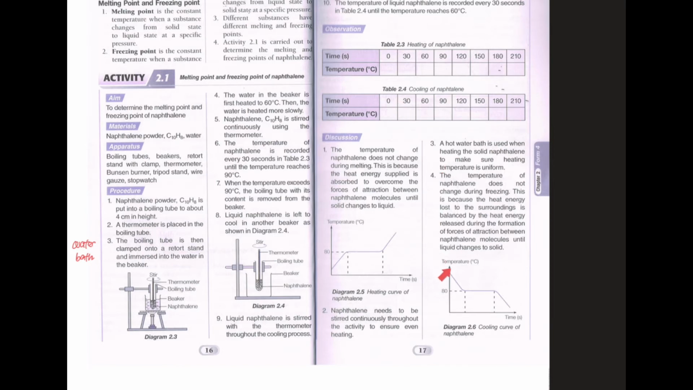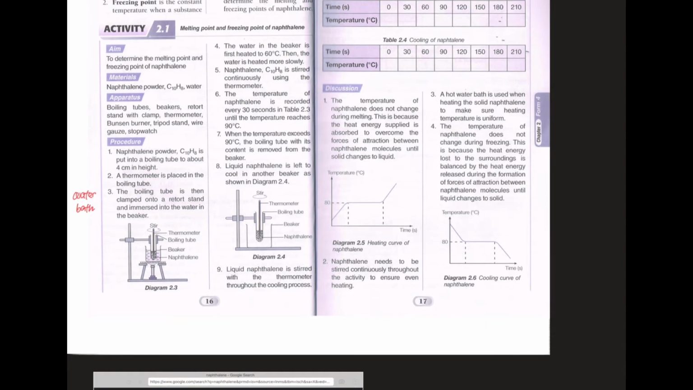So then you will get a graph like this. Again, we have something similar. When it cools down to its freezing point, which is 80 degrees Celsius, it takes a particular duration to remain at this freezing point temperature, and it will continue to go down after a while. So after the freezing process finishes, liquid naphthalene is stirred with the thermometer throughout the cooling process.